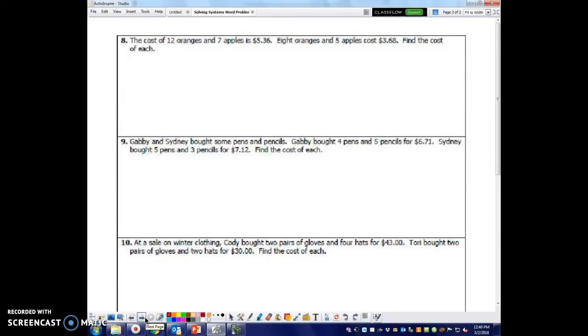Let's look at number 8. The cost of 12 oranges and 7 apples is $5.36. 8 oranges and 5 apples cost $3.68. Find the cost of each. So X, I'm going to make oranges. And Y, I'm going to make apples. Okay, so it says 12 oranges plus 7 apples is $5.36. Then 8 oranges plus 5 apples equals $3.68.